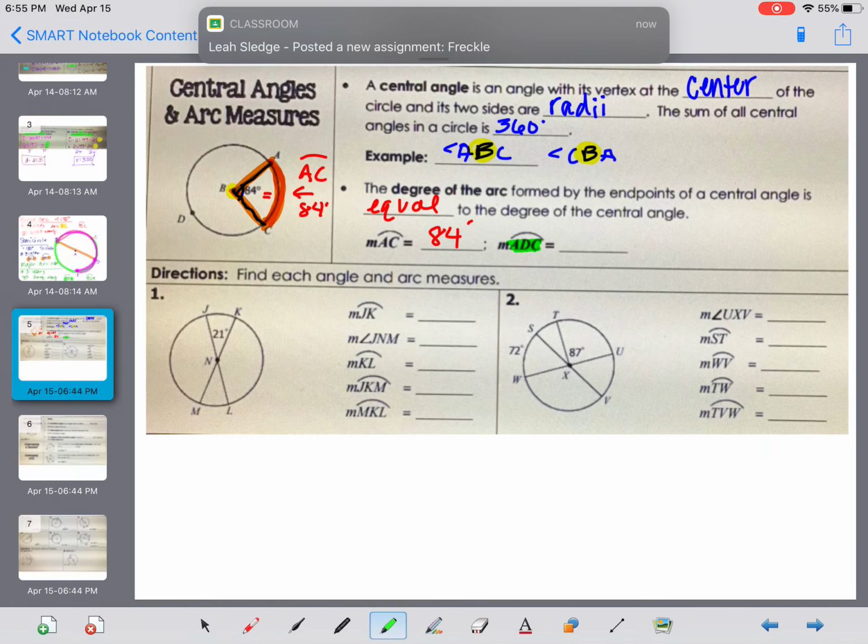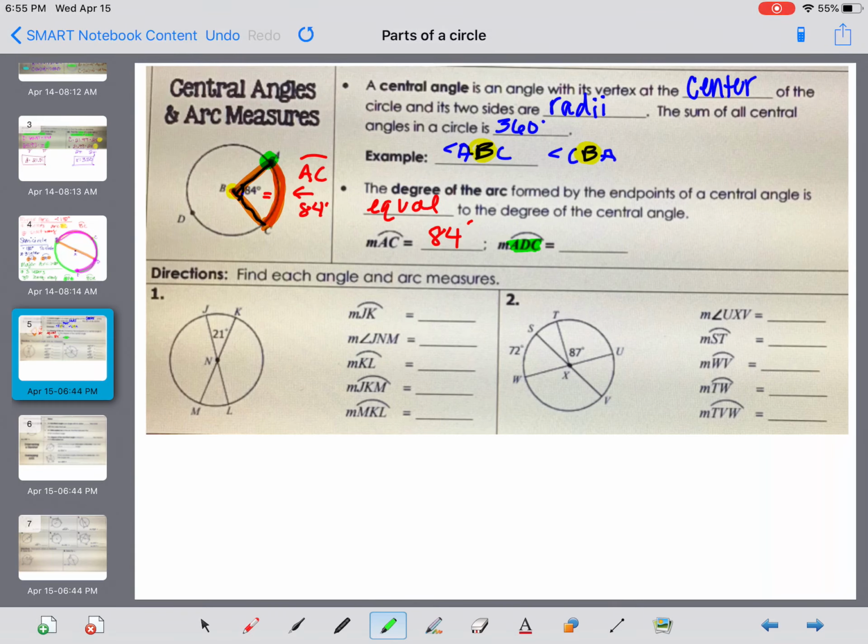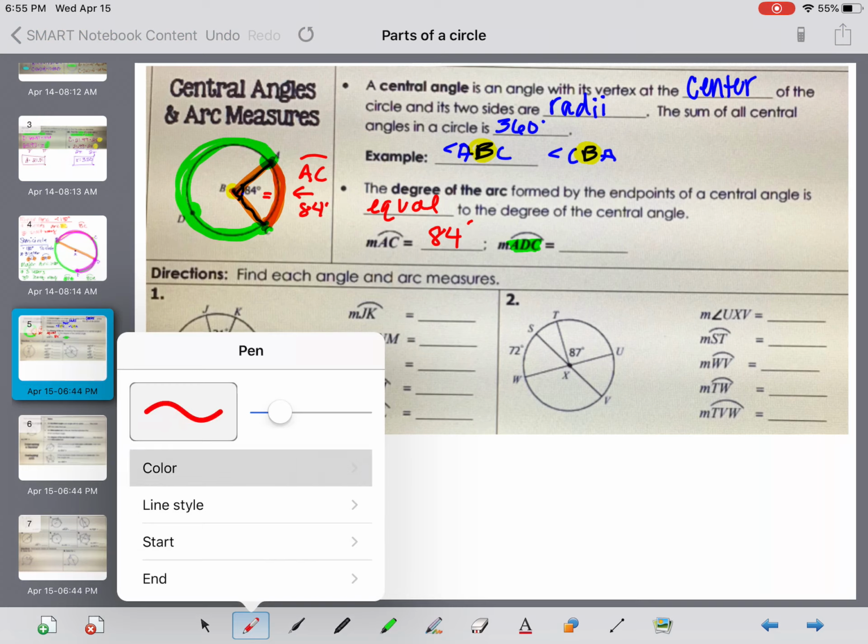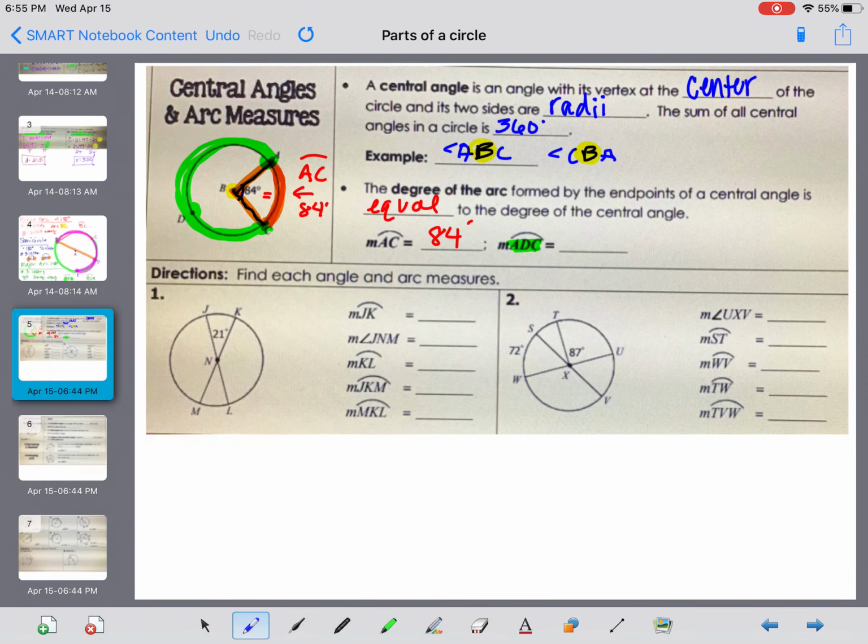Then it asks us for the measure of arc ADC. Okay, now ADC is named with 3 letters. So we know that that is a major arc. And let's take a look at our circle and let's see if we can figure out which way that goes. So it should start at A, go around to D, and then go to C. So we're talking about the rest of the circle here, arc ADC.